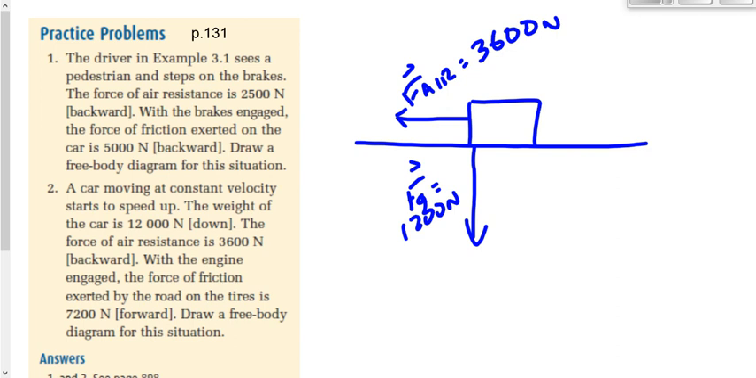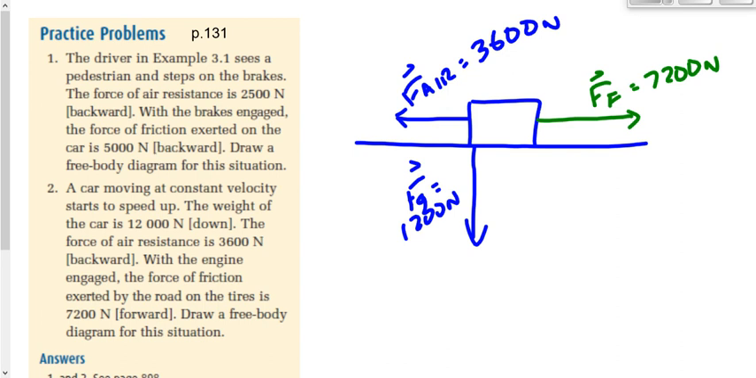The engine engaged, the force of friction exerted by the road on the tires is 7,200 newtons forward. So it's that force that actually propels the car forward. Ironically, friction, the resistive force, pushes the car forward. Now, I can draw that wherever I want. Doesn't really matter. As long as I draw it about twice as long as the force of air resistance and a little bit shorter than the force of gravity. So we're going to say the force of friction is 7,200 newtons forward. Right? Good? All done for the weekend or for the week?